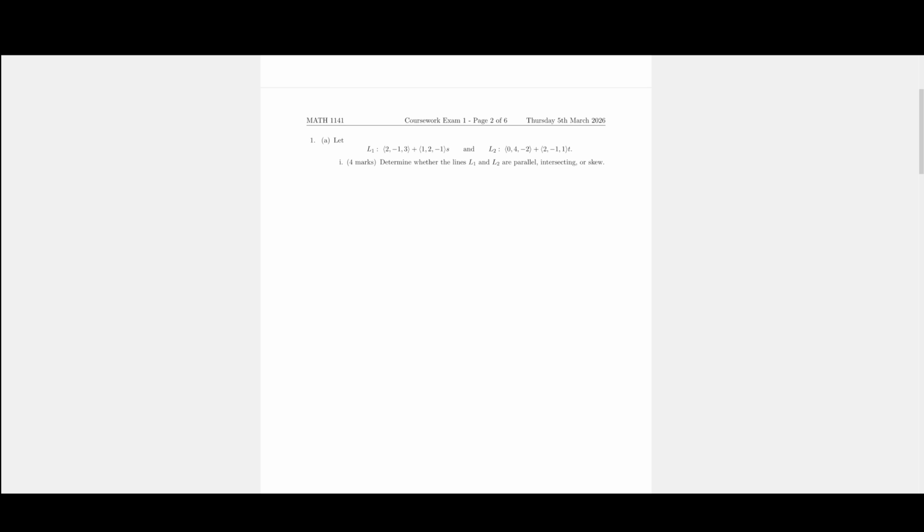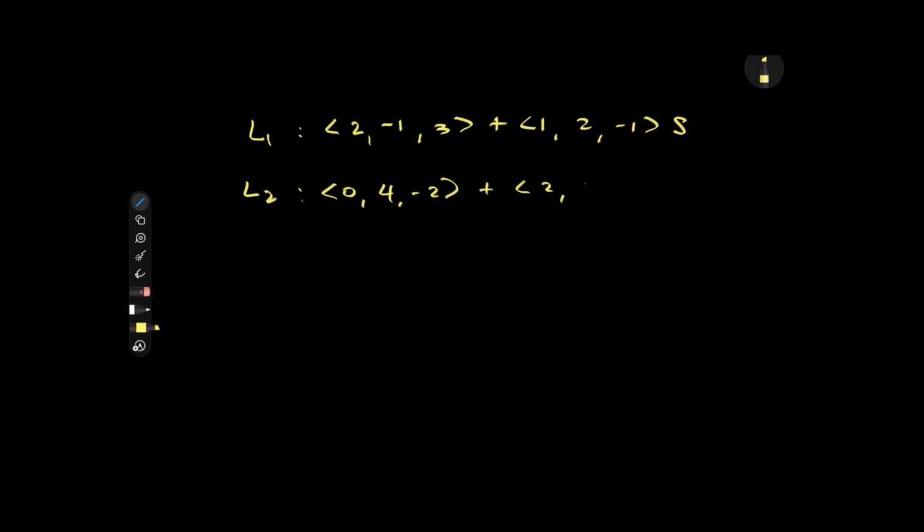Okay, so we have here two lines. I'm just going to write back these two lines here. So line 1 is given as (2, -1, 3) plus (1, 2, -1)s, and L2 is given as (0, 4, -2) plus (2, -1, 1)t. So they ask us if it's parallel, intersecting, or skew.